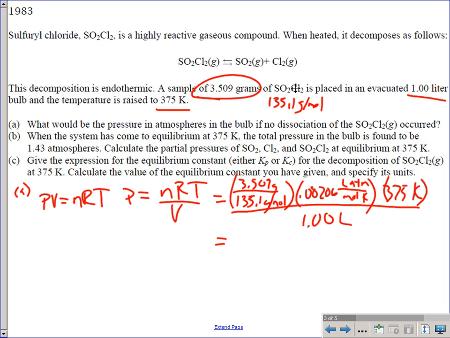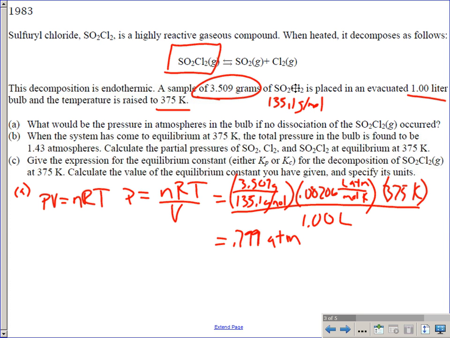So the answer to A, once I do my math here to 3 sig figs based upon my numbers, I get 0.799 atm. So my original pressure here of this substance is going to equal 0.799 atmospheres. So that is answer A.